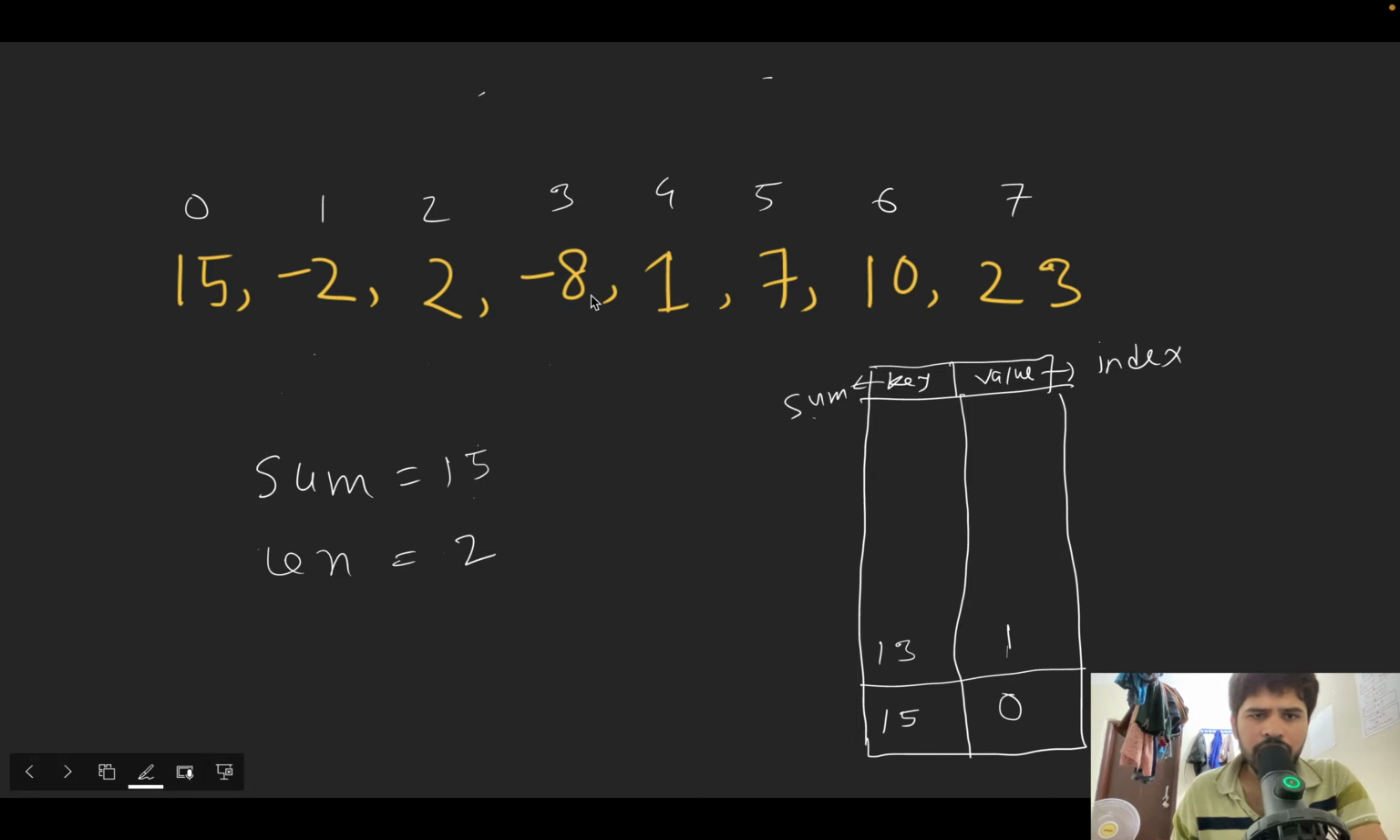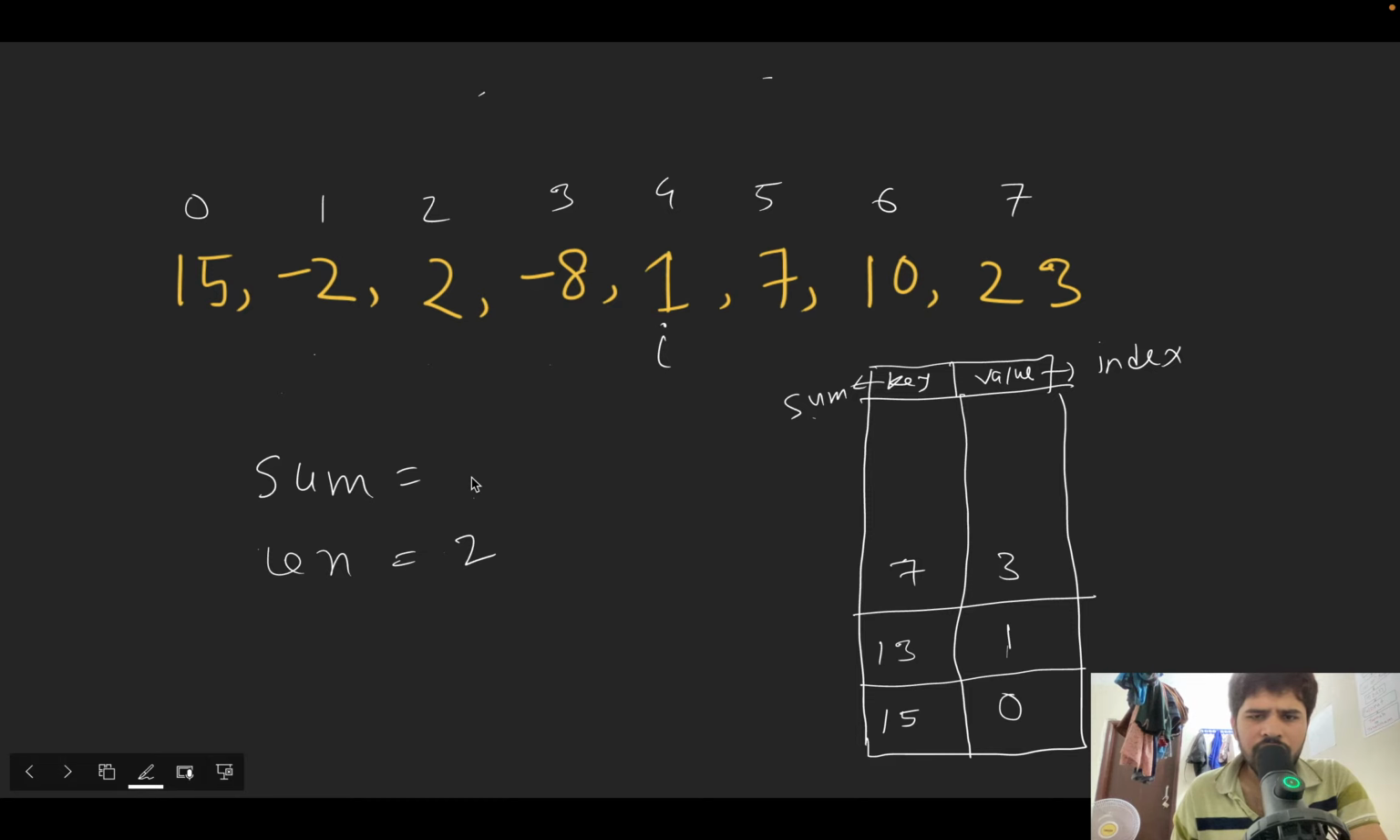All right, let's move forward. We have -8. Let's add it. It becomes 7. Does 7 exist in our hash map? No. Let's move forward. Here, 7. Let's insert 7 here before moving. So 7, we get 7 at index 3. So now I will move here.